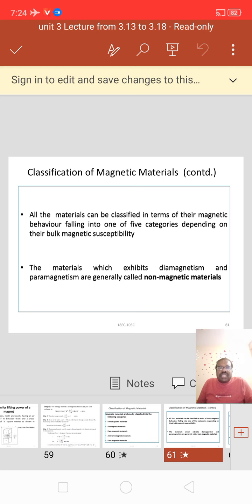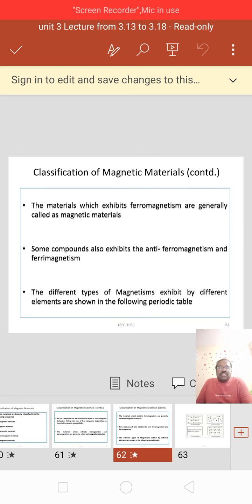Next, all the materials can be classified in terms of their magnetic behavior, falling into one of the 5 categories depending on their bulk magnetic susceptibility. The materials which exhibit diamagnetism and paramagnetism are generally called non-magnetic materials.